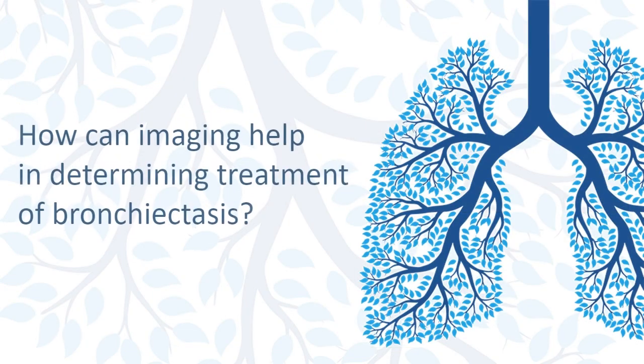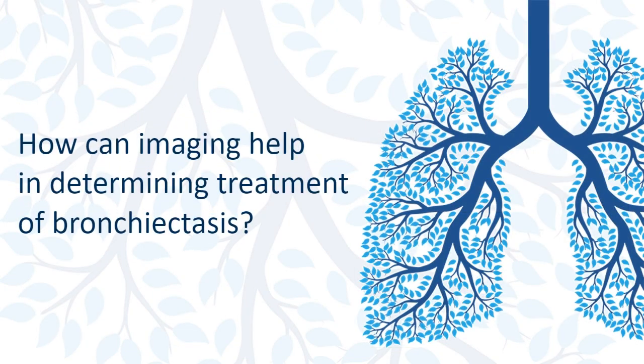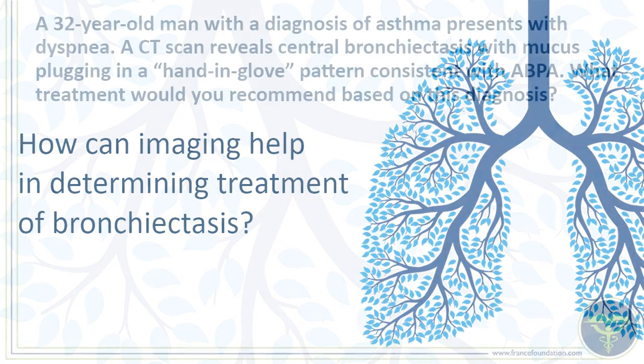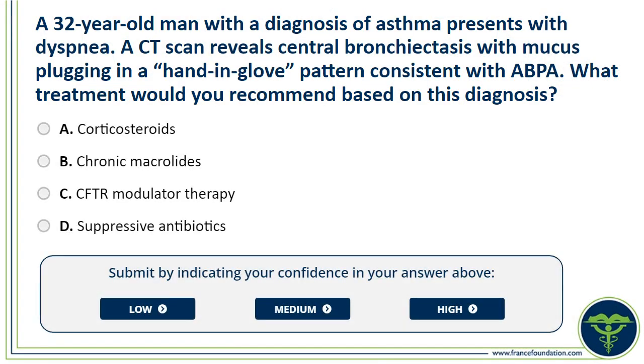How can imaging help in determining treatment of bronchiectasis? Question number 3. A 32-year-old man with a diagnosis of asthma presents with dyspnea. A CT scan reveals central bronchiectasis with mucus plugging in a hand-in-glove pattern consistent with ABPA. What treatment would you recommend based on this diagnosis?